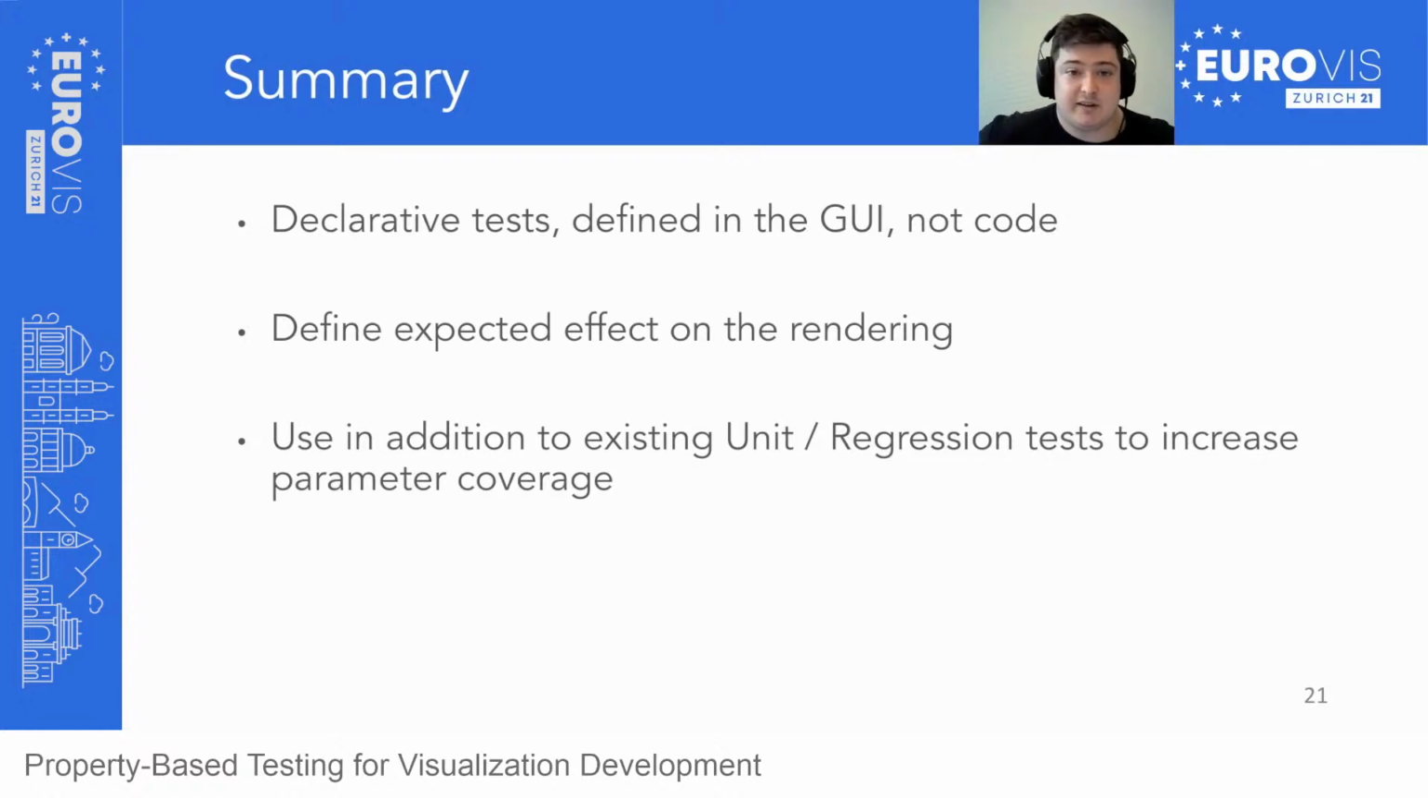So just to summarize, we propose to use property-based testing for visualization development. With those property-based tests, we can test for interactions in our visualization. We can define the tests declaratively without the need to code, just from within the GUI. And we can directly define the expectations that we have on a result rendering, which is a very natural thing to do in visualization. However, note we still recommend to use this in addition to existing unit and regression tests, not as a replacement.